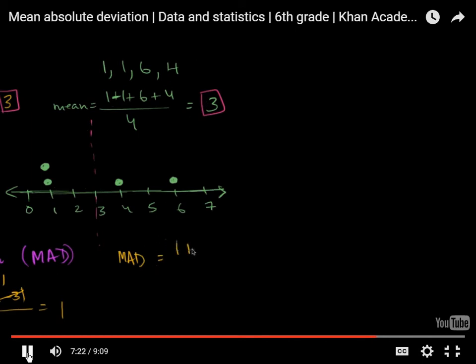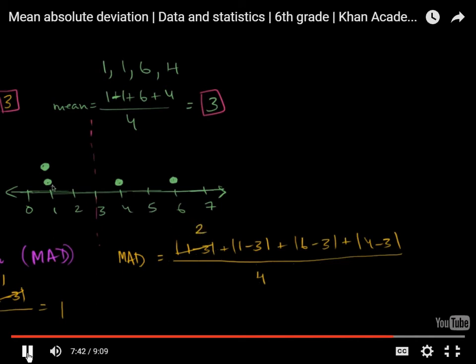So it's the absolute value of 1 minus 3, that's the first one, plus the absolute value of 1 minus 3, that's the second one, and then plus the absolute value of 6 minus 3, that's the third, and then we have the 4, plus the absolute value of 4 minus 3, and then we have 4 points. So 1 minus 3 is negative 2, absolute value is 2, and we see that here. This is 2 away from 3. We just care about absolute deviation. We don't care if it's to the left or to the right.